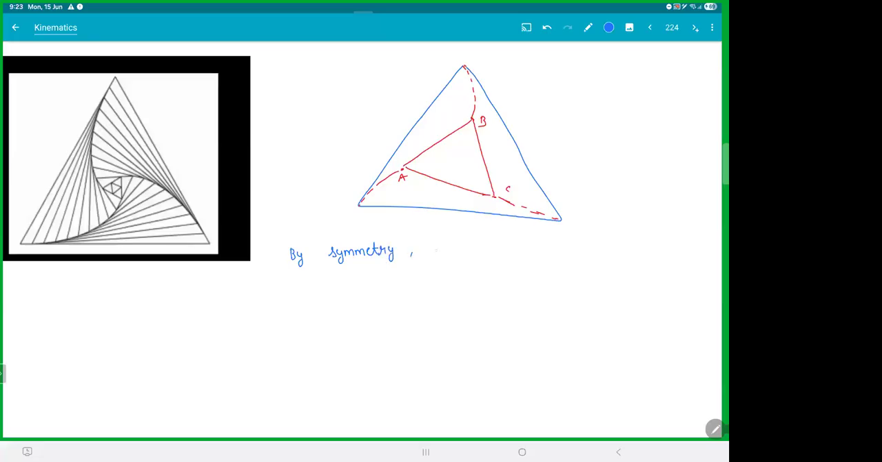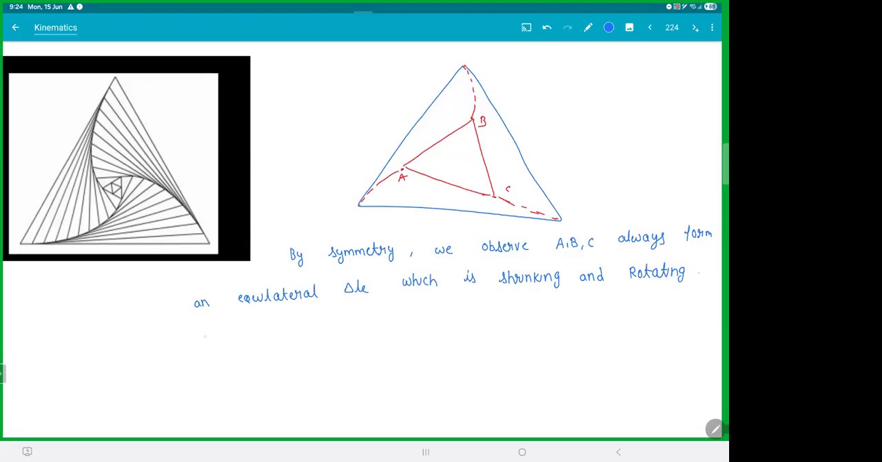So by symmetry, we observe A, B, C always form an equilateral triangle. So at any time you stop them and try to join them, you'll get an equilateral triangle, which is shrinking. The triangle is becoming smaller and smaller, and it is also rotating. That was the main observation when you see the picture.